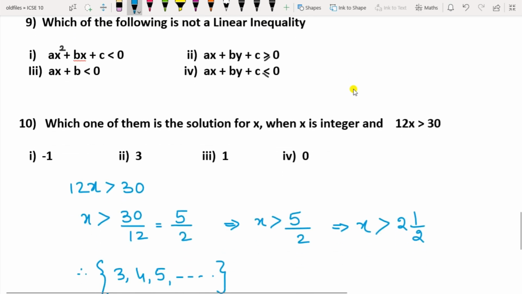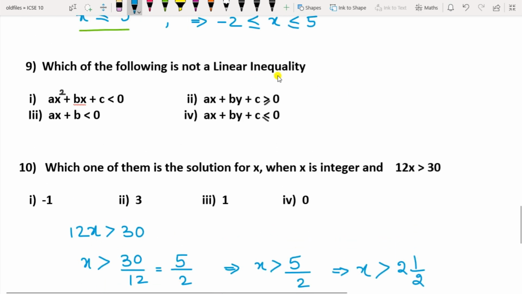Which of the following is not a linear inequality? So you can see all the options here. The general form for a quadratic inequality is ax² + bx + c ≤ 0 or ≥ 0. So this is the correct option, as here x square is not given. So these all options are incorrect.